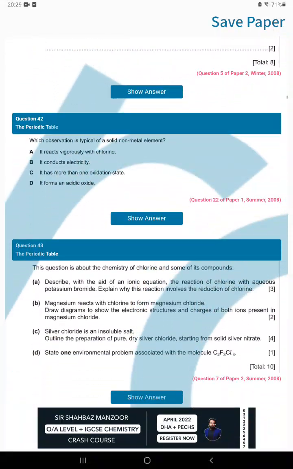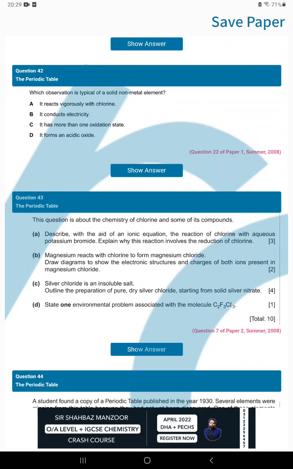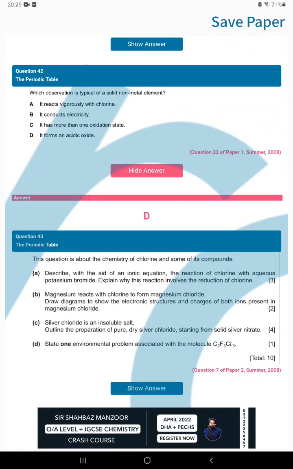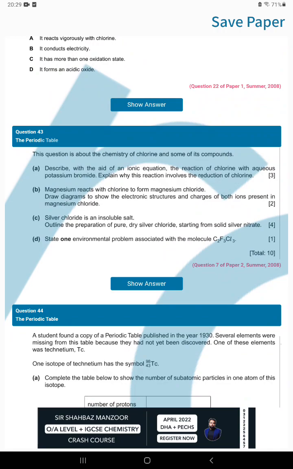Then it's question number 42. Which observation is typical of a solid non-metal element? It reacts vigorously with chlorine. It conducts electricity. It has more than one oxidation state. It forms an acidic oxide. Correct. It forms an acidic oxide.